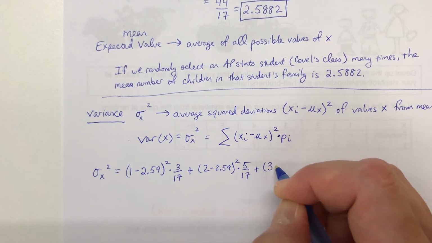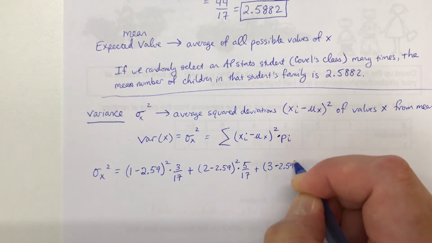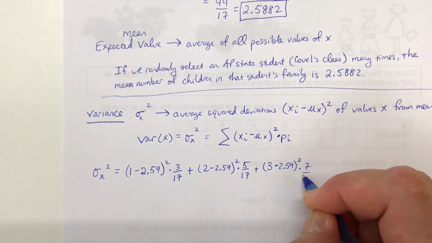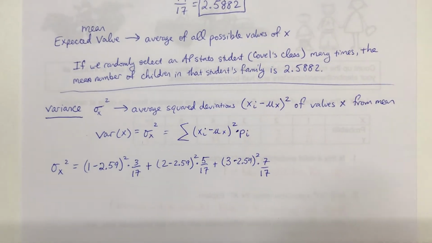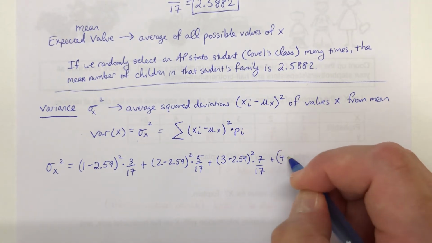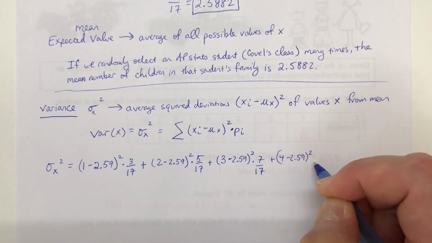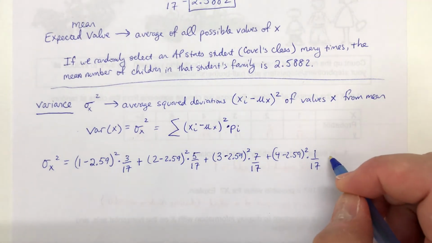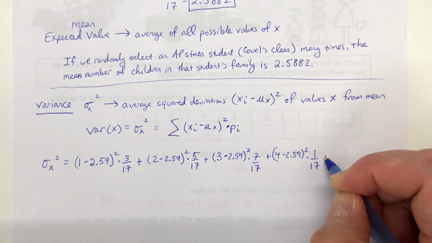We do this for 3. So what we're doing is we're asking ourselves how far from the mean are the values and how often are they coming up, basically. And then we had 4. And the probability of that was 1 over 17. We did not have 5.